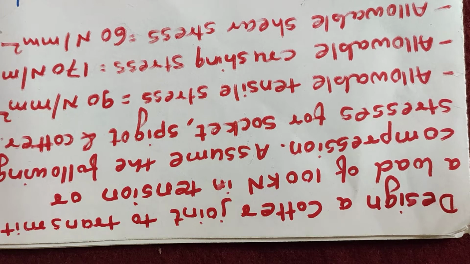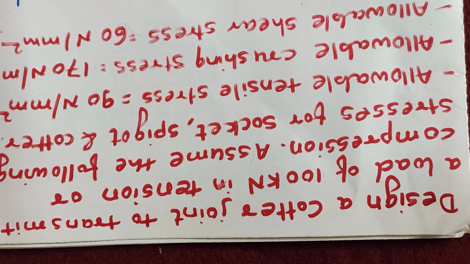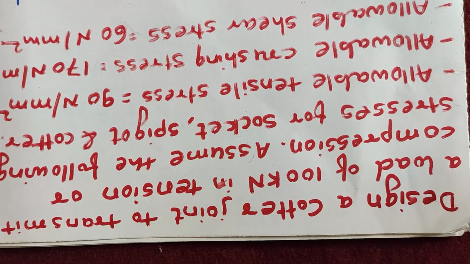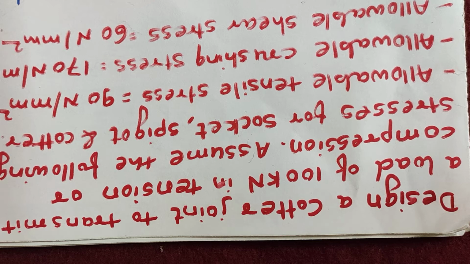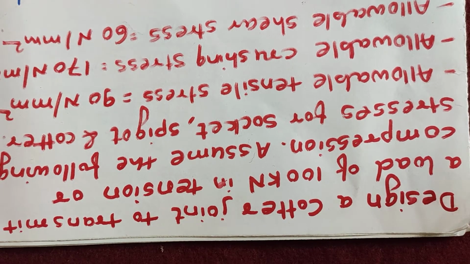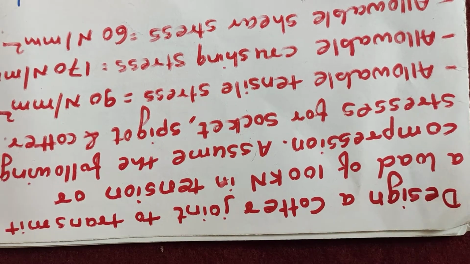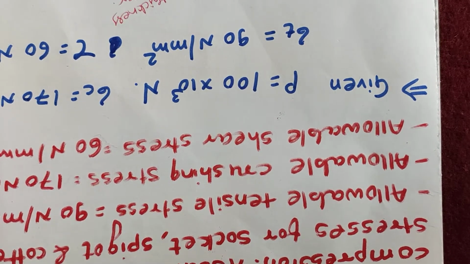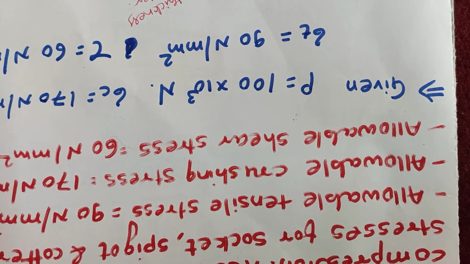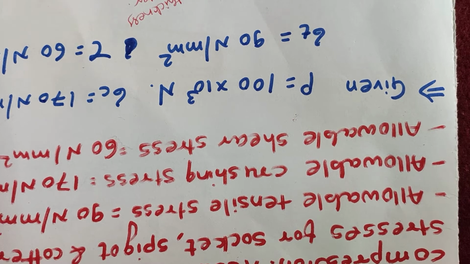The allowable tensile stress for the material is 90 Newton per mm square. Allowable crushing stress is 170 Newton per mm square. And allowable shear stress is 60 Newton per mm square. So this is the problem statement where the load acting on the joint is given 100 kilonewton, that is 100 into 10 raised to 3 Newton.